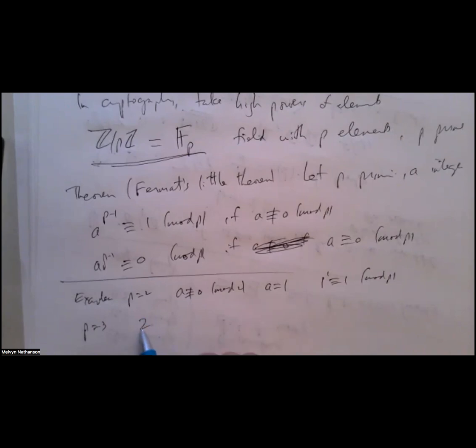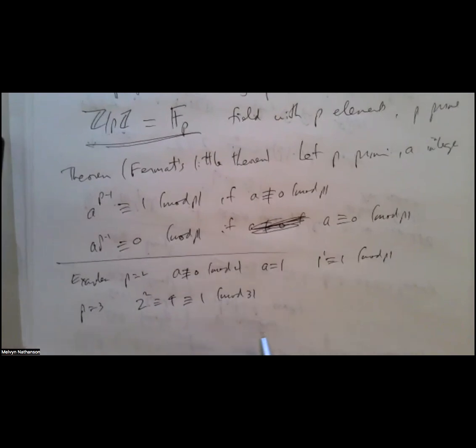The only numbers that are not 0 mod 3 are 1 and 2. So 1 to any power is 1, but 2 squared is 4, and 4 is congruent to 1 mod 3, because 4 minus 1 is 3.